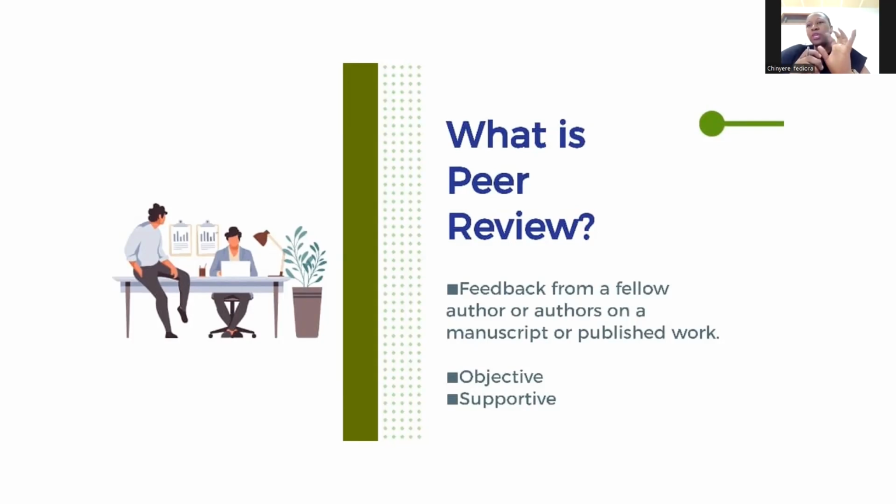Now, the point of it being objective is very key, because you're not just trying to make the author feel good about the manuscript. You're trying to help enhance the work of the author, and so it needs to be objective. As a matter of fact, in some journals or some groups, for peer review, sometimes the author of the work and indeed the reviewers are not known by the other party. The other person doesn't know who is reviewing or whose work they're reviewing, just as a way of trying to create an enabling environment for objectivity. So it's something that we're going to be doing a lot of. And so the whole idea is that it's feedback from a fellow author, it's objective and it is supportive.